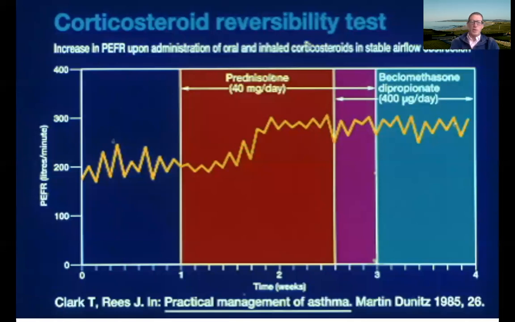So this is what's known as a corticosteroid reversibility test. We don't really do this anymore. You can see it's a very old slide from the reference, but it illustrates a nice point.